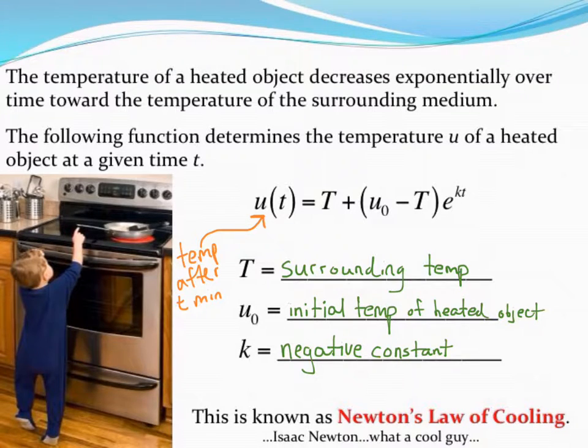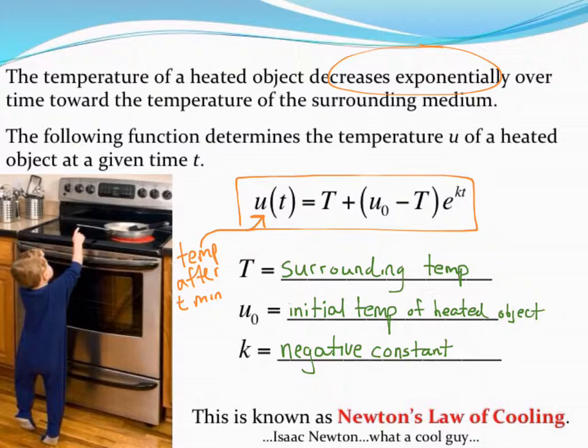When a heated object is placed in a cooler environment, it'll start to cool off, obviously. And it turns out that the temperature will be decreasing exponentially over the course of time. So down here we have an equation called Newton's law of cooling, as in Isaac Newton, that represents how long it will take an object to cool off. Now it's kind of a complicated equation.